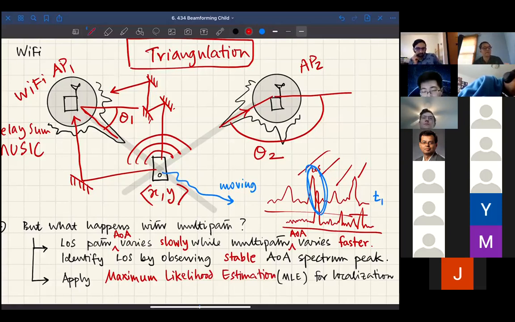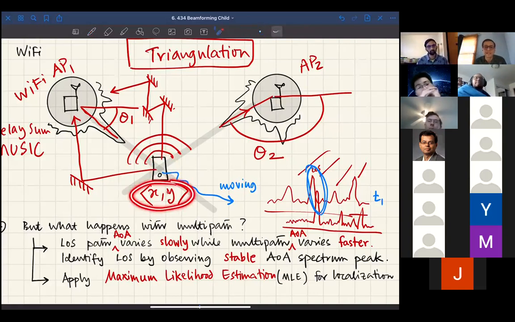If you're not familiar with maximum likelihood estimation, it's not that hard. By the way, guys, those of you who are not comfortable with maximum likelihood, it's one of the easiest things to understand. Whatever you're trying to estimate, just pretend you know that. So you're trying to estimate the location of this phone. Pretend you know that the location is at some location x1, y1. And then you compute the probability. If this phone was at x1, y1, what is the angle of arrival that I should have seen at my two Wi-Fi APs?